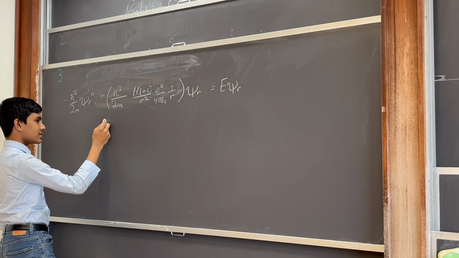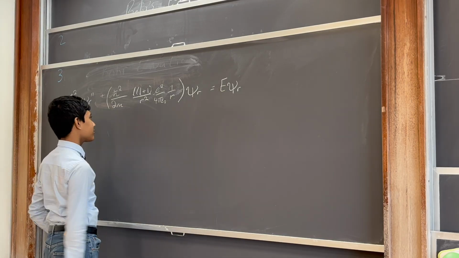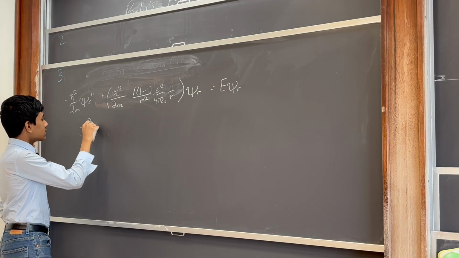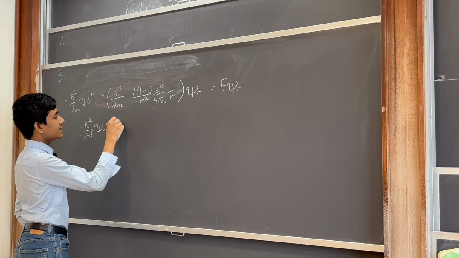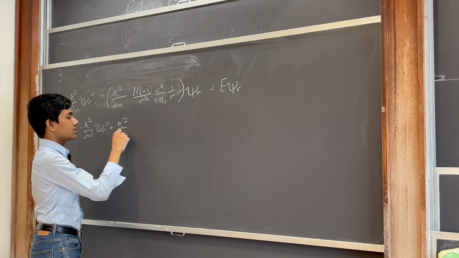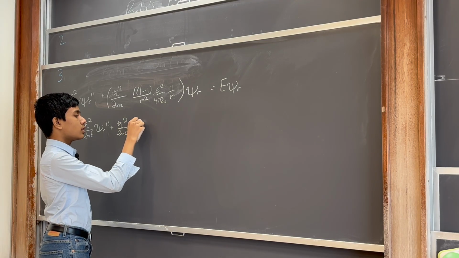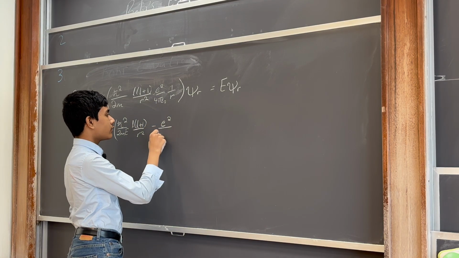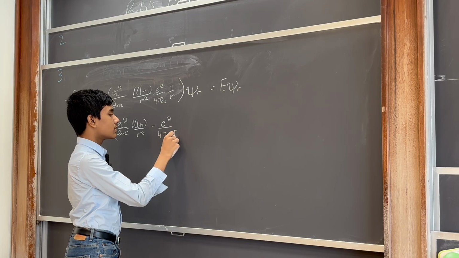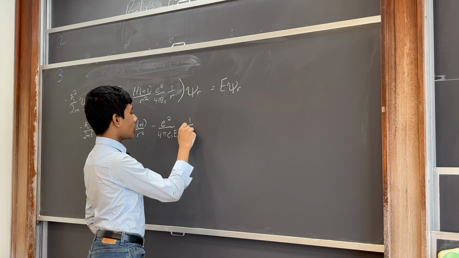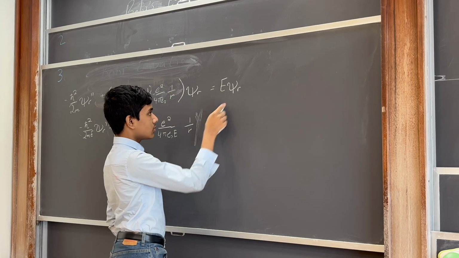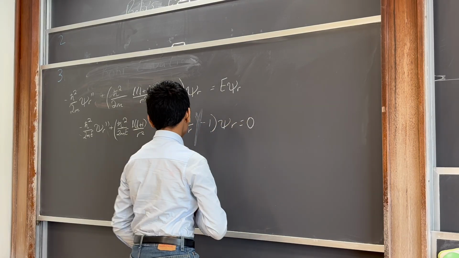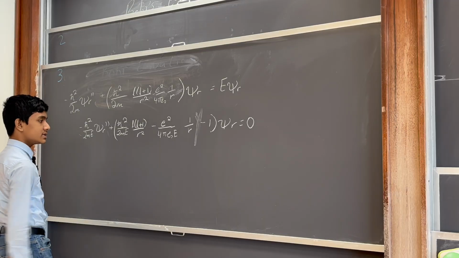Well, first things first, let's divide both sides by E to get this thing out of the way. We get minus h bar squared over 2mE psi r double prime plus h bar squared over 2mE times L times L plus 1 over R squared minus e squared over 4 pi epsilon naught E times 1 over R. And well, why not? Let's just bring this over here. Minus 1 psi R is equal to 0. Okay, so this is the equation so far.